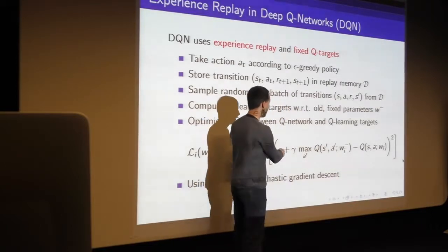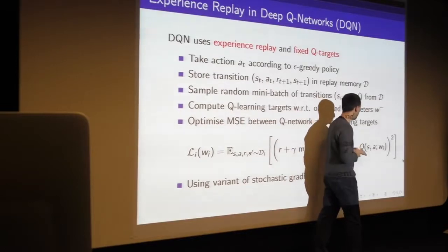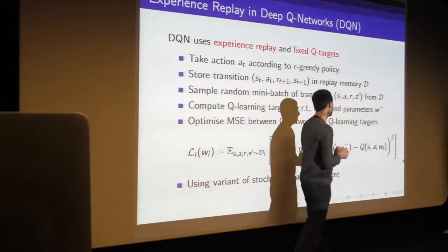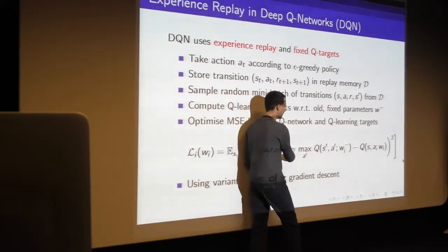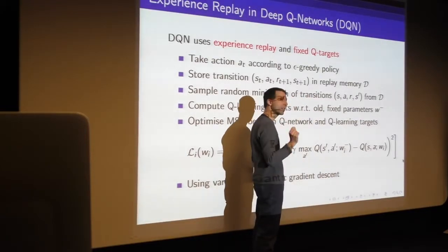So we're looking at the error between what we thought would happen according to our Q network, our function approximator, and the reward plus the maximization over the actions that we might do next. So this is just like in Q-learning.